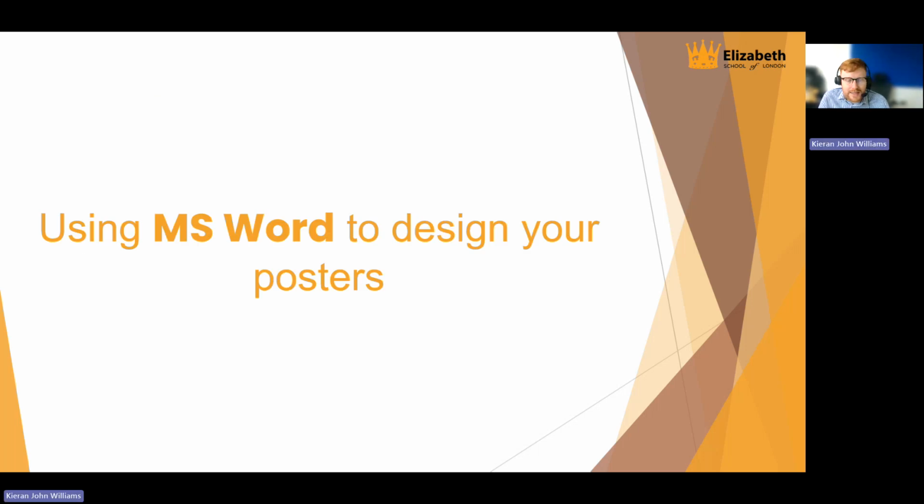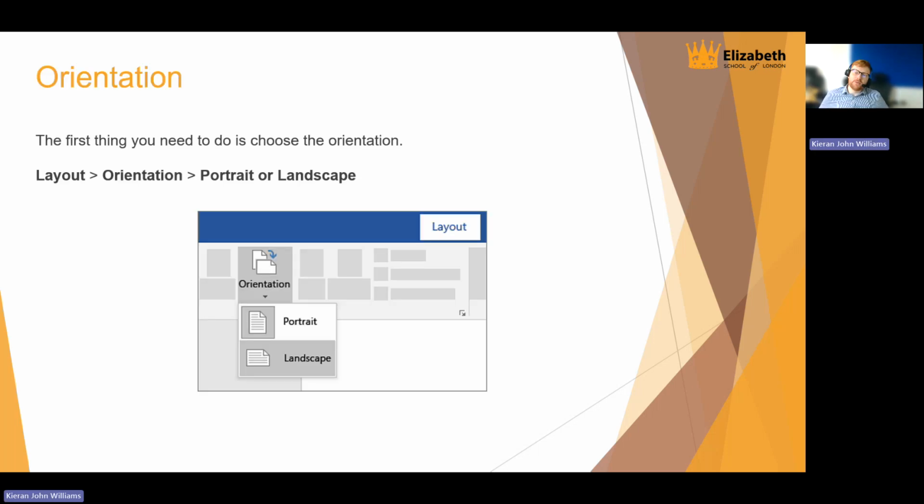Okay then, so let's think about how we can actually use Word to design these kinds of posters. The first thing you need to think about is what orientation your poster is going to have. Is it going to be portrait, which is the natural style if you're writing an assignment, or landscape, which is perpendicular to this? If you're using Microsoft Word, you can do this by going to Layout, then Orientation, and then Portrait or Landscape. We are going to see how we can do that now on the screen.